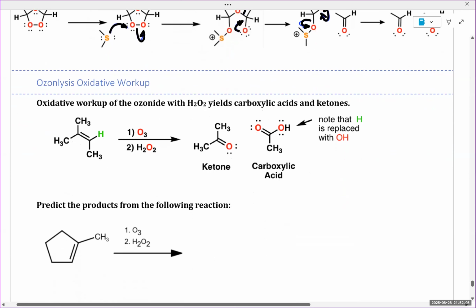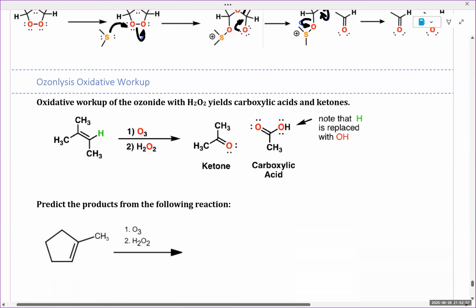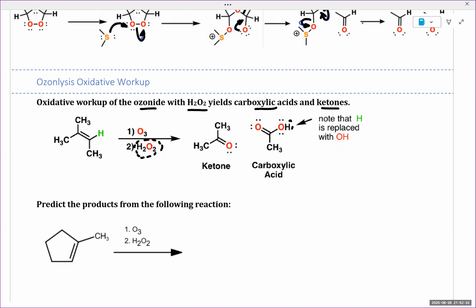The oxidative workup is a little bit interesting. Oxidative workup of the ozonide with hydrogen peroxide yields carboxylic acids and ketones. I'm going to be upfront that the mechanism for oxidative workup is quite lengthy, and you're not going to be responsible for it. The key thing I want you to note is that oxidative workup of the ozonide yields a carboxylic acid instead of an aldehyde.